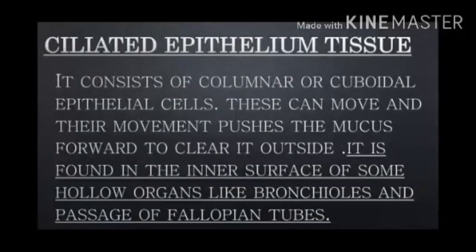Now the third point is ciliated epithelial tissue. Generally, ciliated epithelial tissue consists of columnar or cuboidal epithelial cells. The cilia can move, and their movement pushes the mucus forward to clear it outside. It is found in the inner surface of some hollow organs like bronchioles and the passage of fallopian tubes.